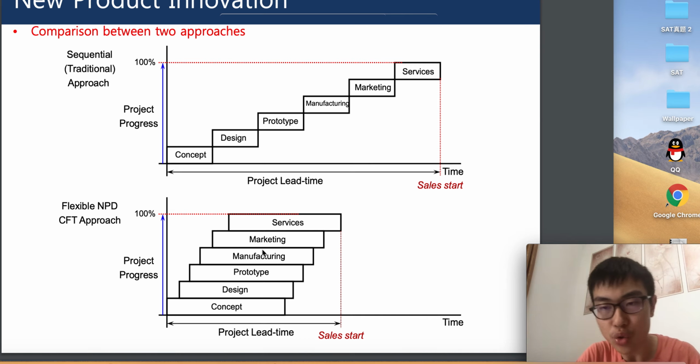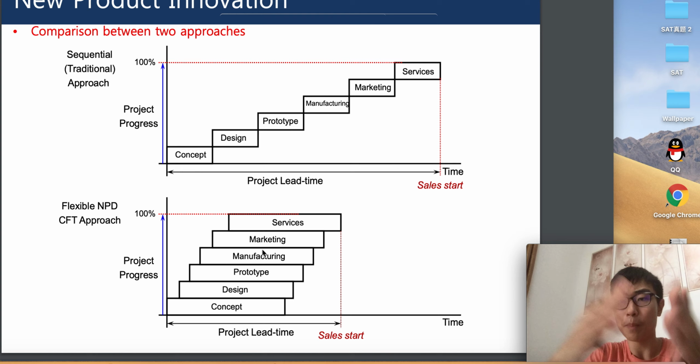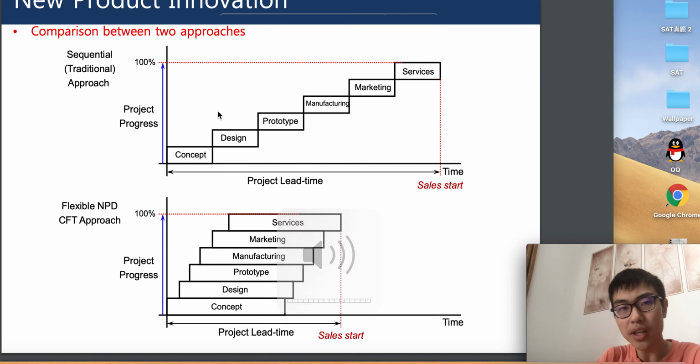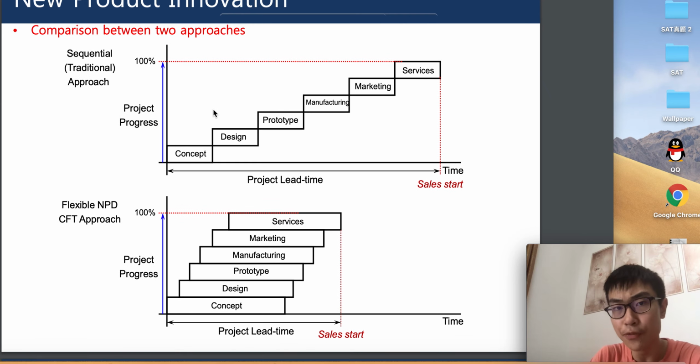But manufacturing doesn't mean it's going to manufacture a mass amount of products, because since NPD is a combined process, there are many ideas that are going to be tried out. So maybe manufacturers will manufacture smaller-scale products, a smaller number, and the marketing department will try to market it to see if the product is popular and is able to gain revenues and profit. So as you can see, both of these approaches have a lot of differences.